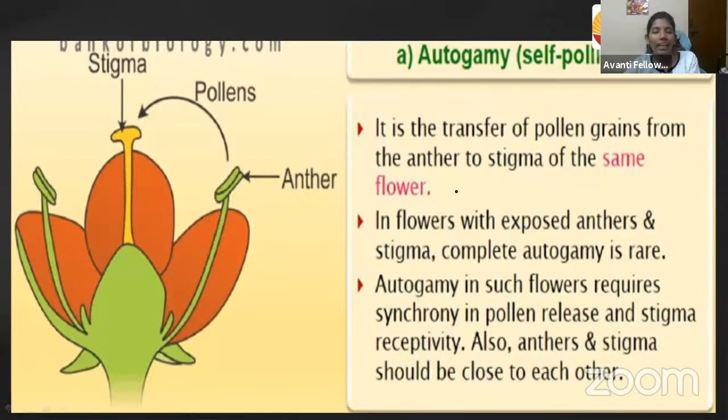And one more thing, the anther and stigma are always placed together. I mean, they are always together.